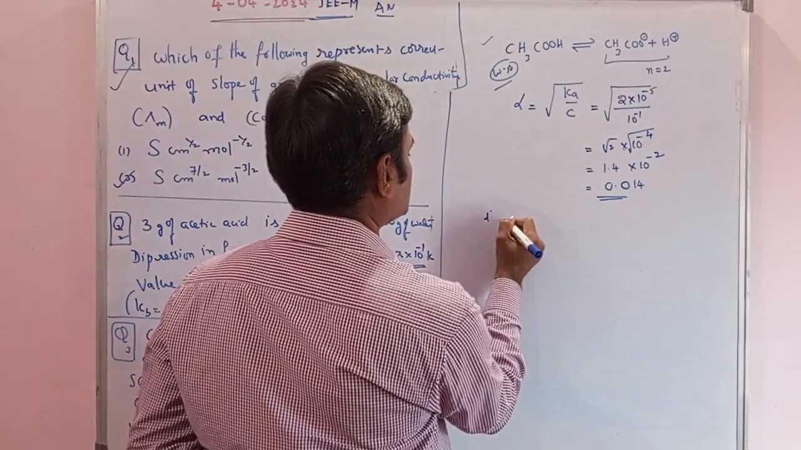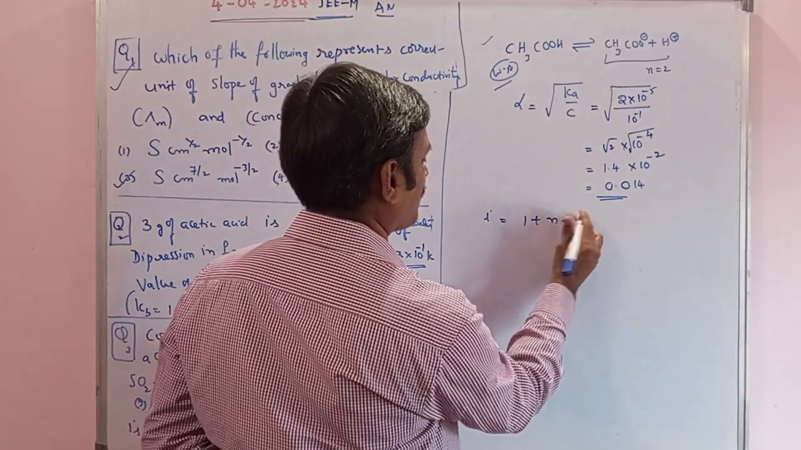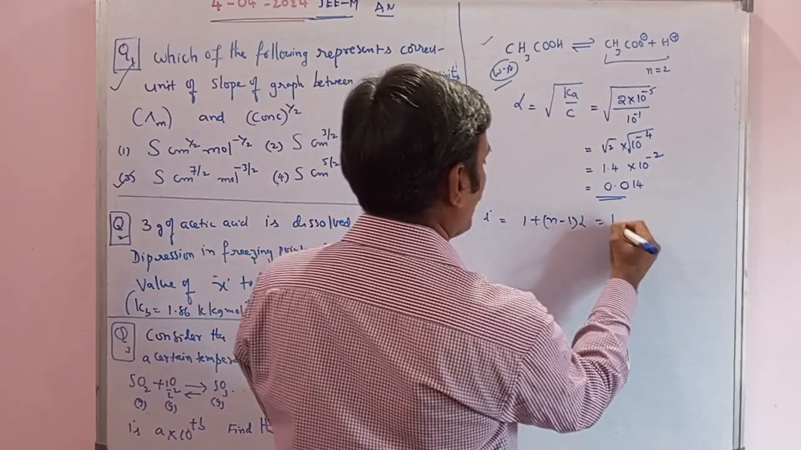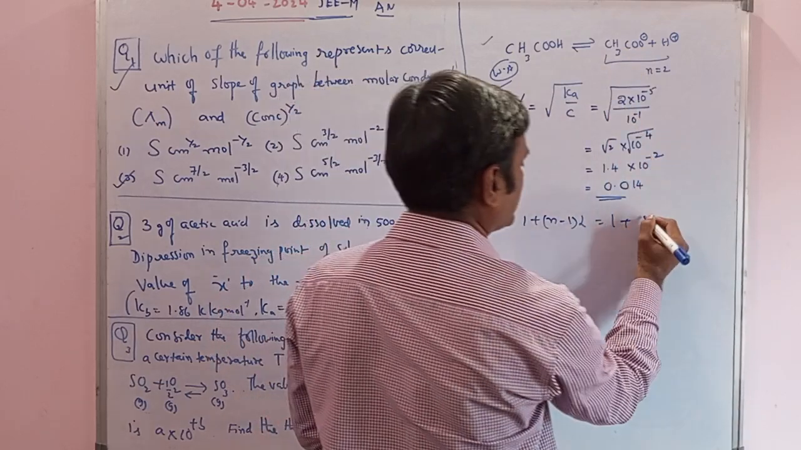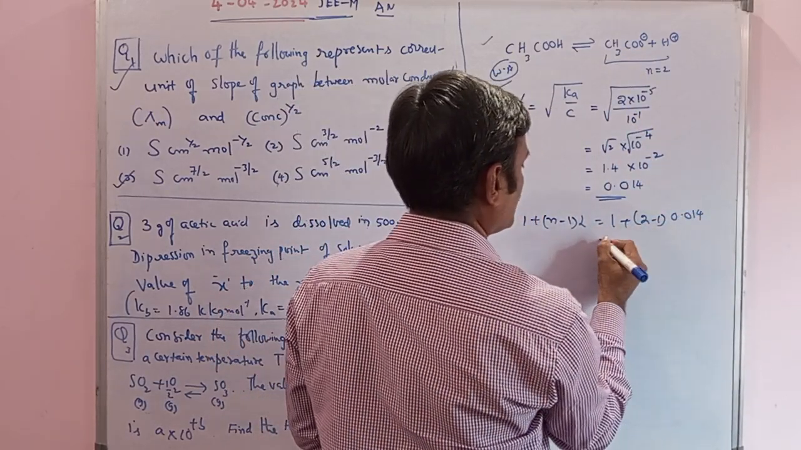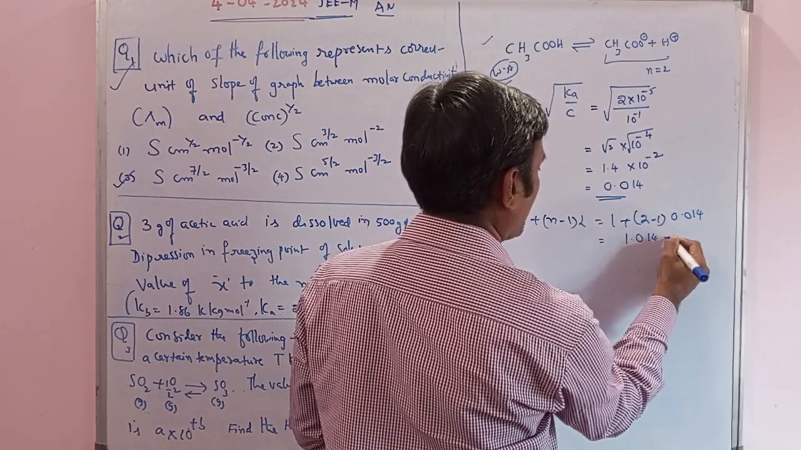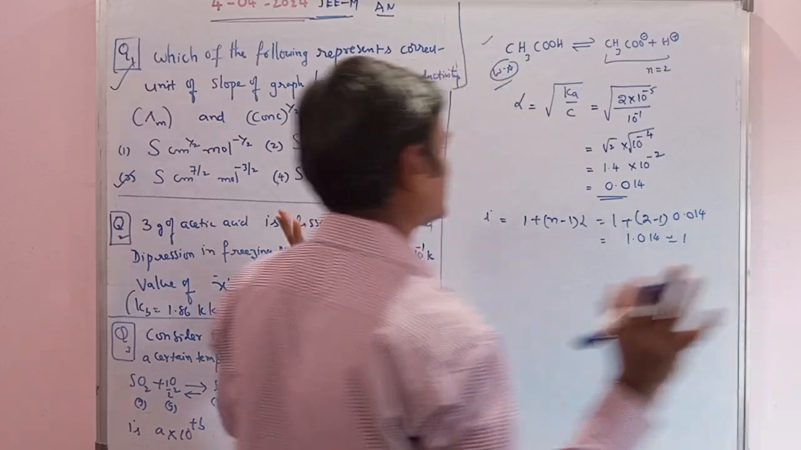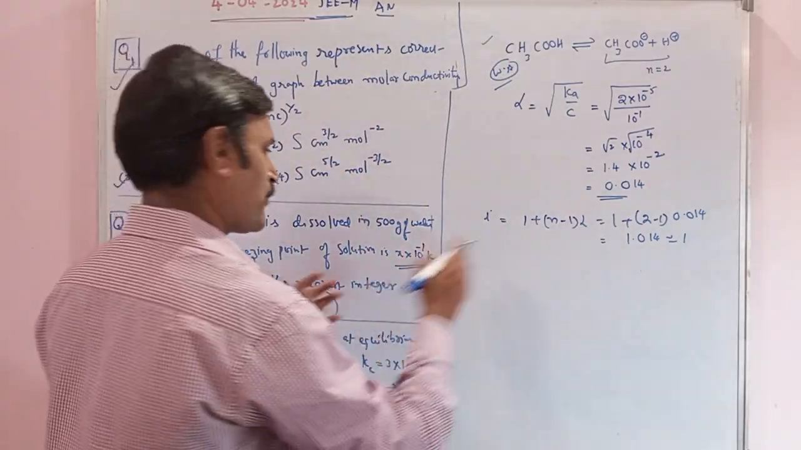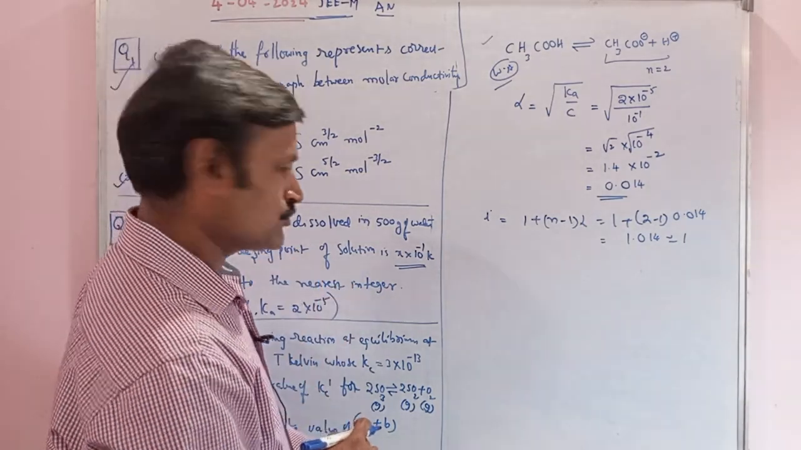Now, for this type of electrolyte, the Van 't Hoff factor will become 1 plus n minus 1 into alpha. We already found that n is 2. Then it is 2 minus 1 into alpha, which is 0.014. Then it becomes 1.014. Approximately we can consider it as 1 only for acetic acid. There is no big issue with the approximation, as they are asking for the nearest integer.